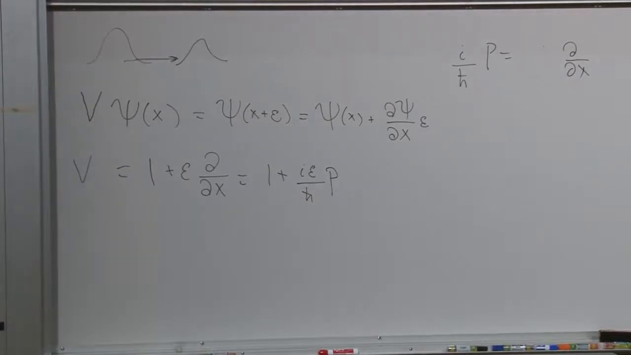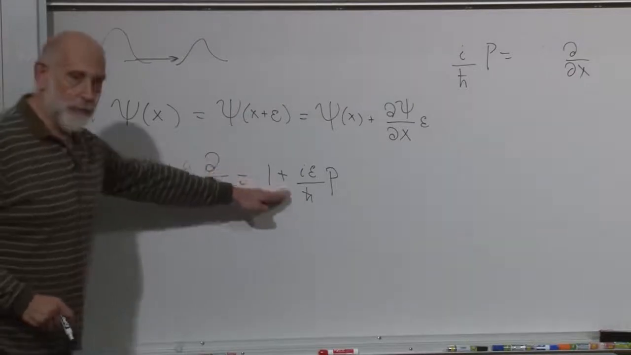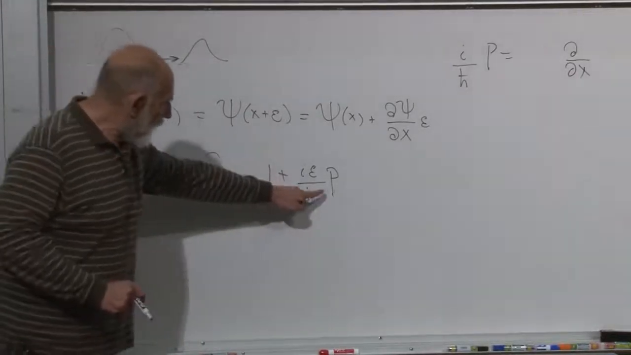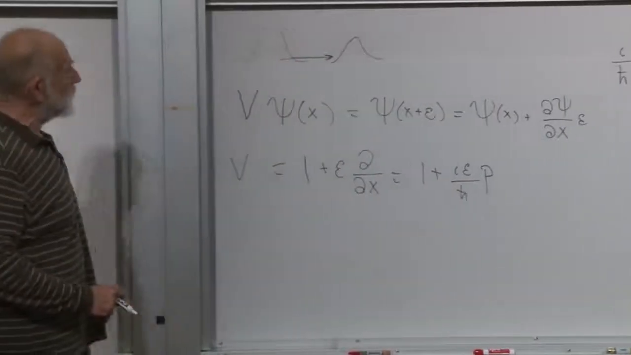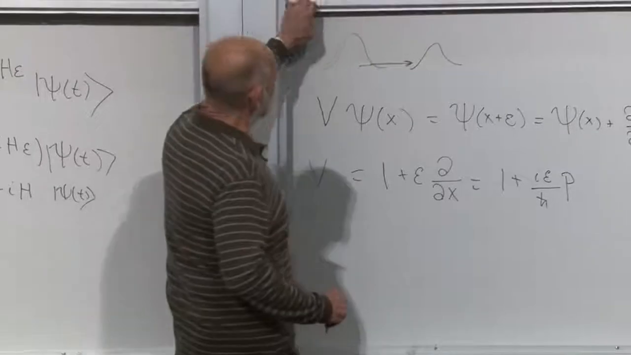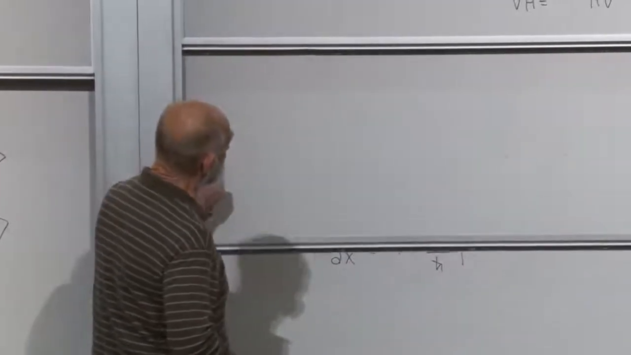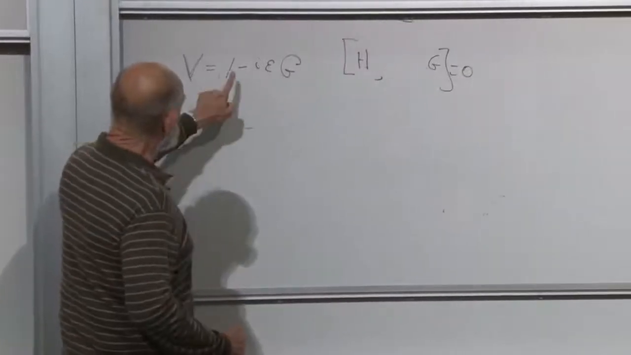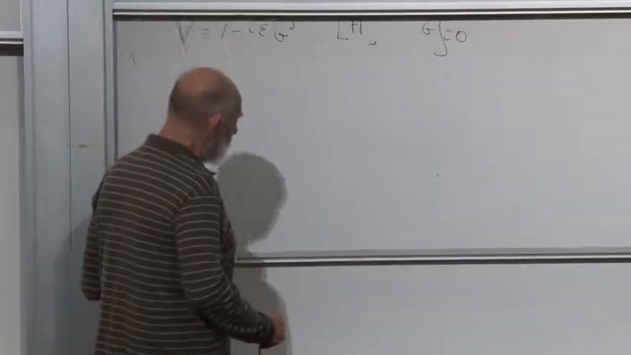We now have an example of an infinitesimal symmetry operation. By infinitesimal, I mean just a little bit of a shift. And we found out what its generator is, the G. Where was it? Did we have G here? Well, yeah. V is 1 minus i epsilon G.